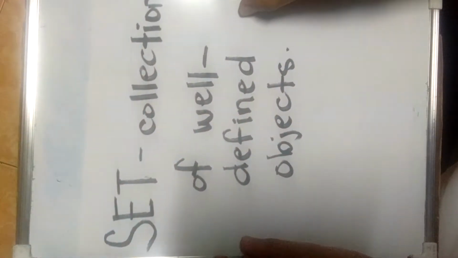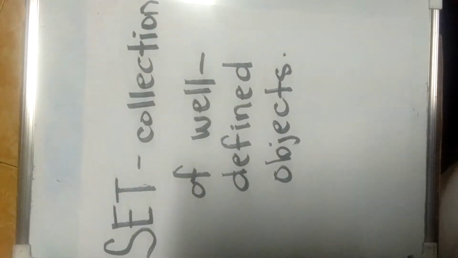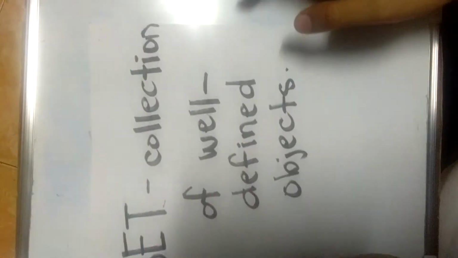First, let's define what is a set. A set is a collection of well-defined objects. For instance, the set of even numbers like 2, 4, 6, 8, 10, and so forth. Another example is the set of cities in the Philippines. So those are examples of sets.